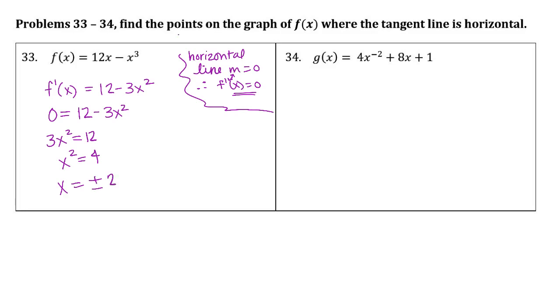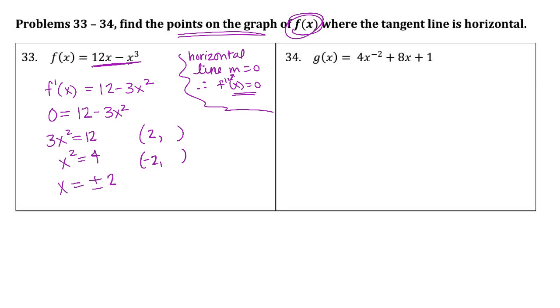Now it wanted the points on the graph. Now this is just the x coordinate. So that means I have 2 comma something, and it's not 0. Now our slope was 0. These points are on f at x. It's on the original. So we've got to come back up here and plug in 2 and negative 2. So be careful with that.